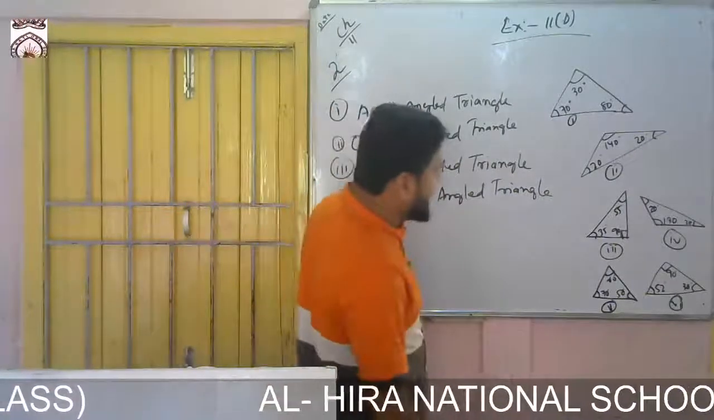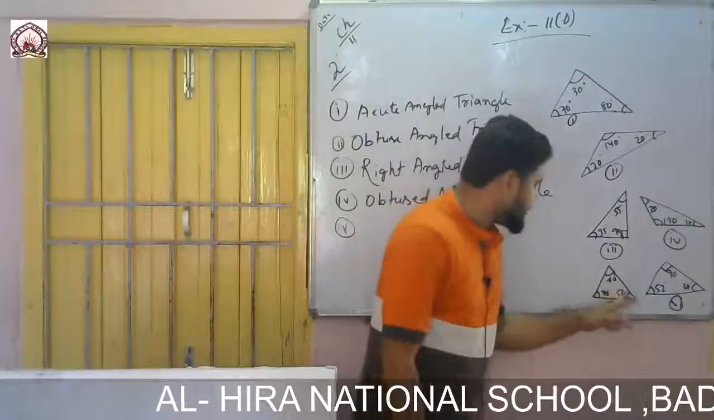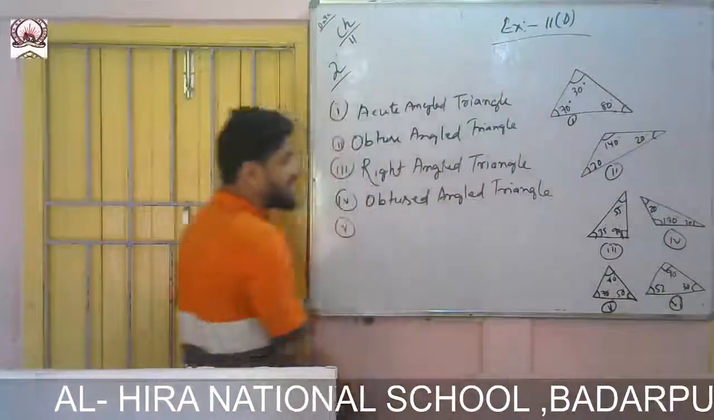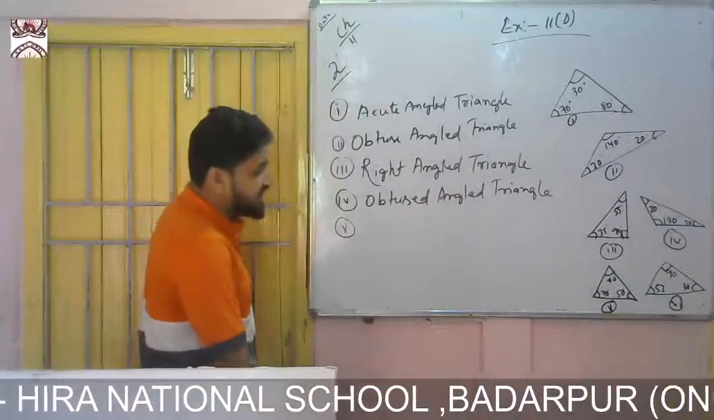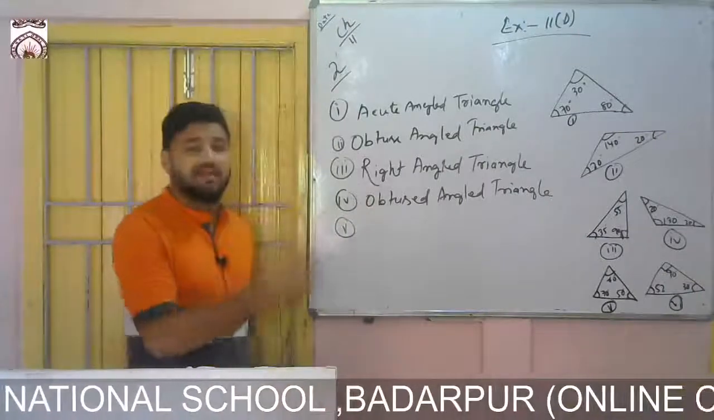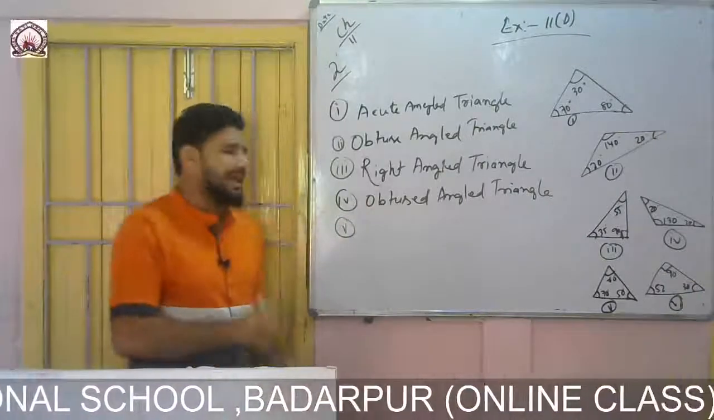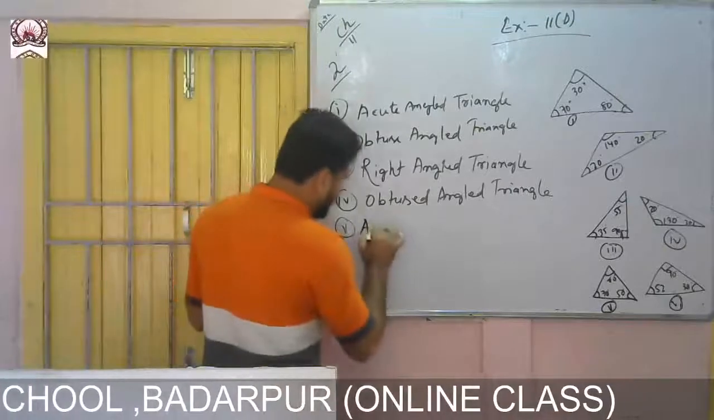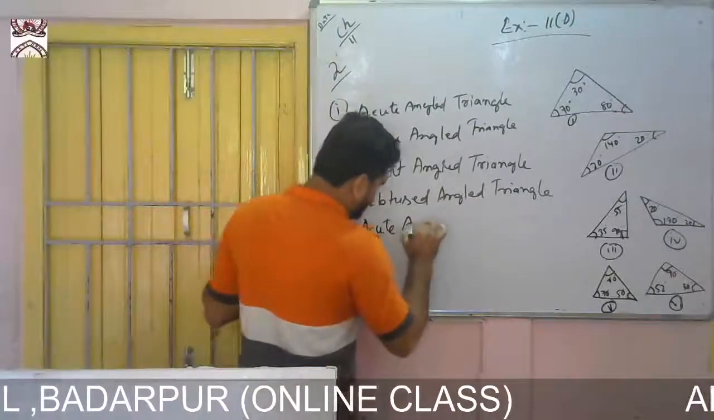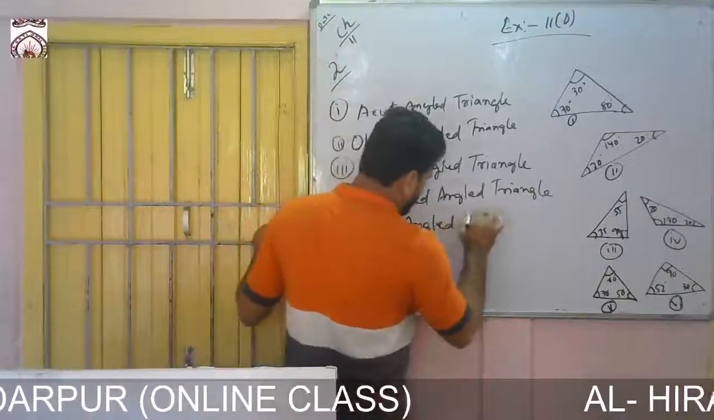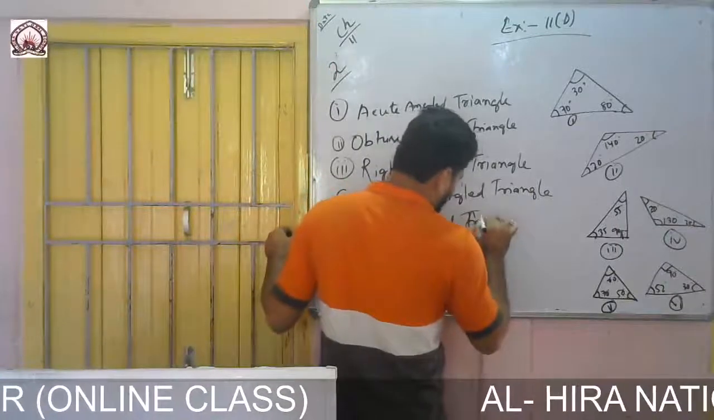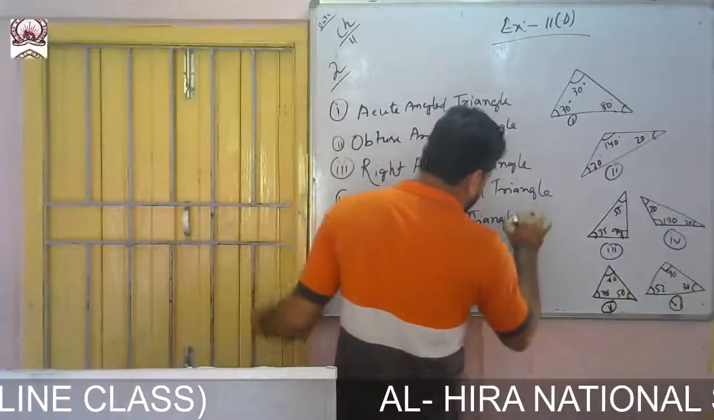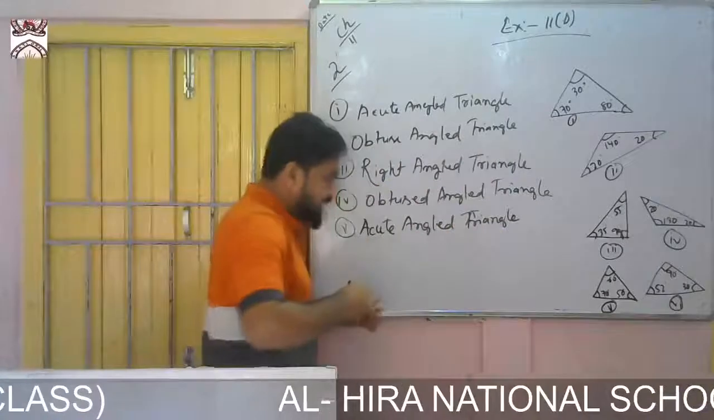So in 5 what is there? You see 70 degree, 60 degree, 50 degree. Since all the measures of the angles are less than 90 degrees, it is an acute angle triangle. And come to the last one.